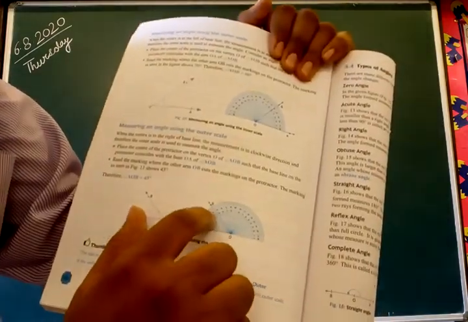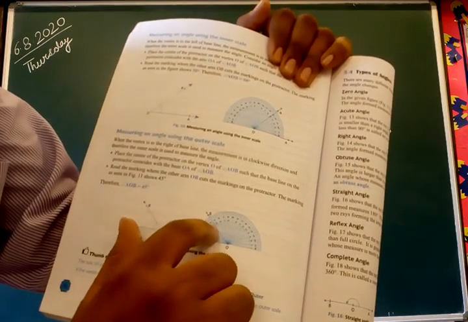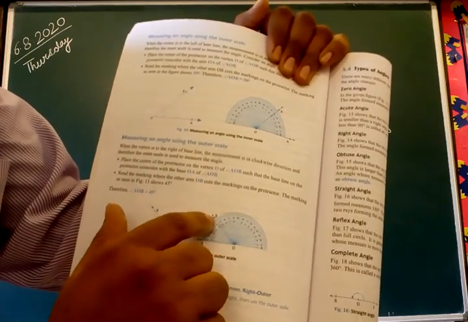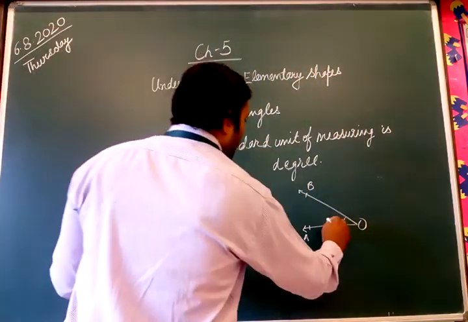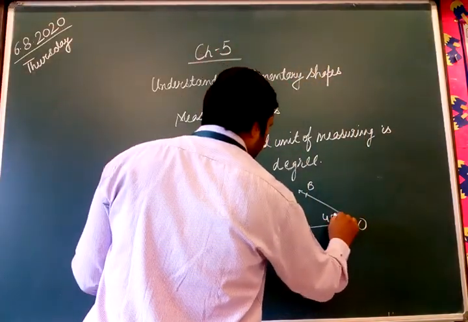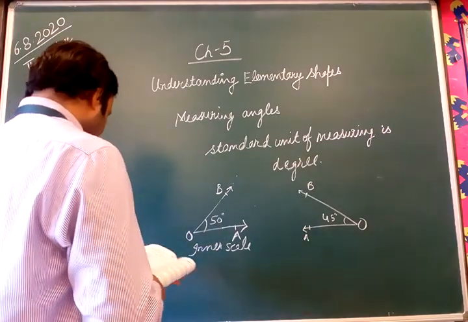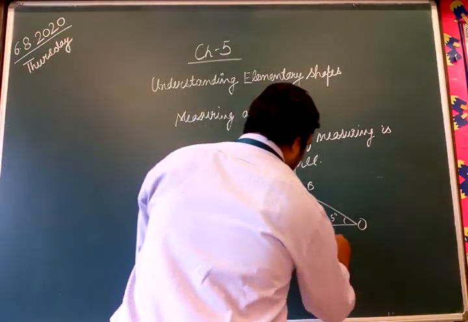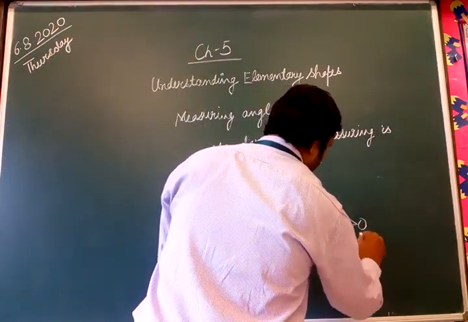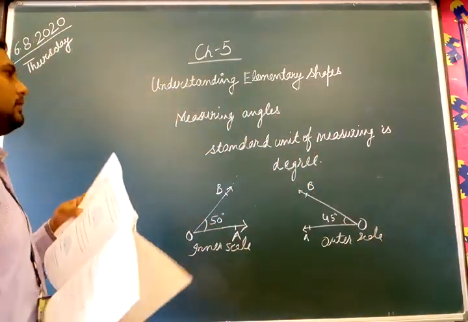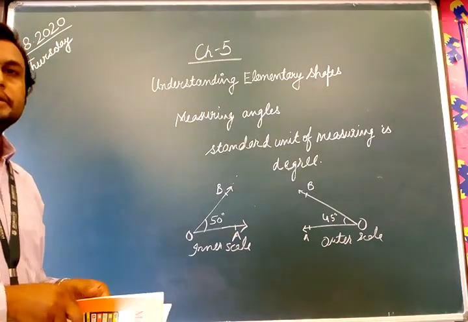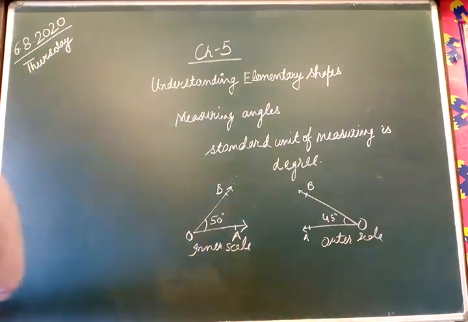When this angle cuts here, it is 45 degrees. This is the 45 degrees which is marked on the protractor. So this angle will be of 45 degrees. So this is the outer scale. Here we are done with measuring of angle with the inner scale as well as with the outer scale.